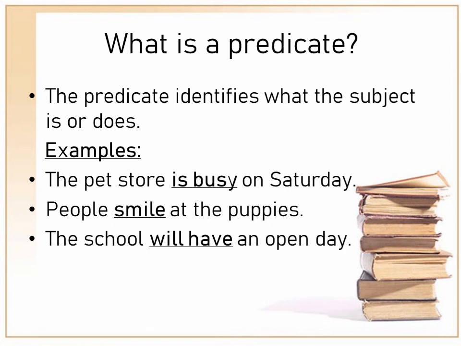The school will have an open day. What's wrong with the school? What is it having? Will have, that's the predicate. It's a verb, it's a linking verb. Fairy rabbits hop around. What are they doing? They are hopping. They hop around. So hop is the predicate or verb.